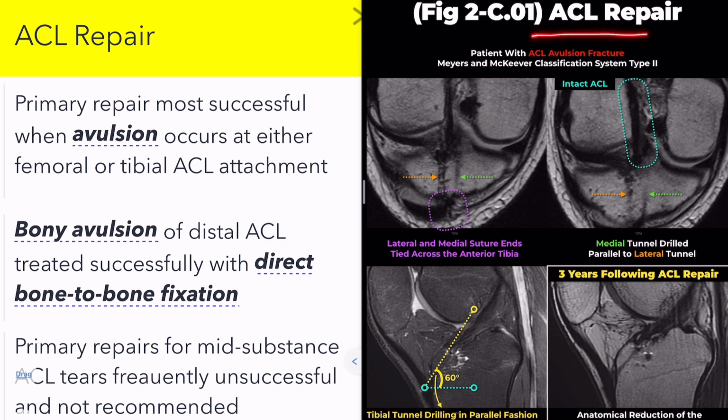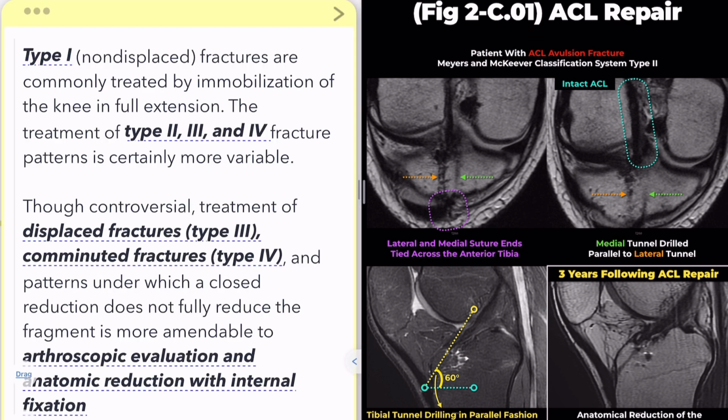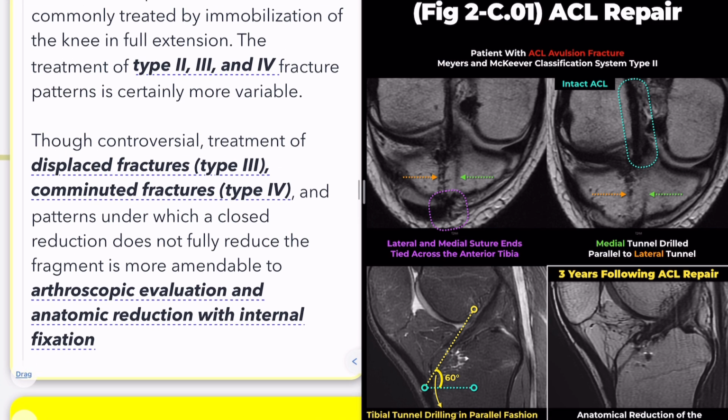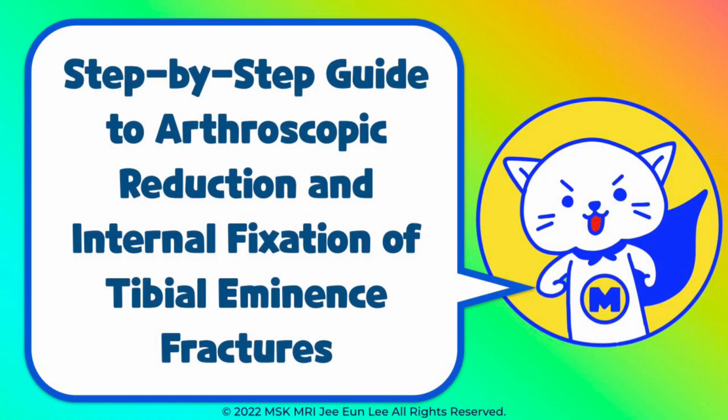The treatment principles for ACL injuries are based on the amount and pattern of fracture displacement. Although controversial, treating displaced fractures, type 3, comminuted fractures, type 4, and patterns where a closed reduction does not fully reduce the fragment is more amenable to arthroscopic evaluation and anatomic reduction with internal fixation.